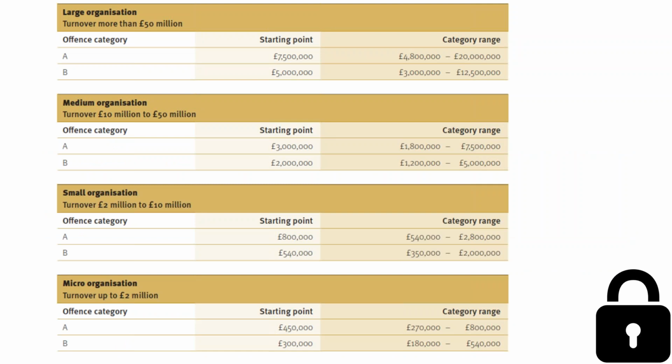And as you will see, for corporate manslaughter, the sentencing guidelines are based on a table. And this table actually is common to health and safety offending and also environmental offending. But as you will see, there is a starting point and a range of fines. And these starting points and range of fines are based on turnover and dependent on whether there is a high or low level of culpability.